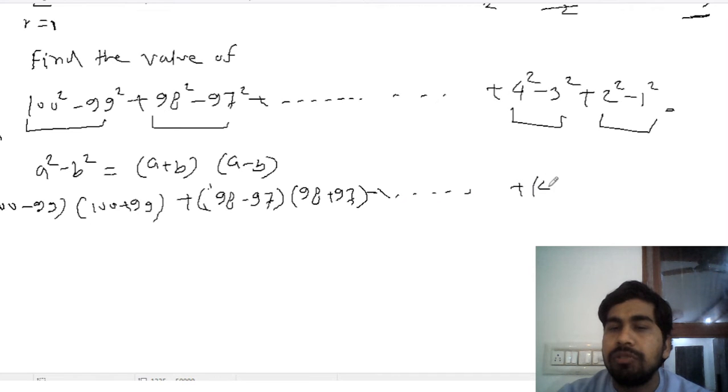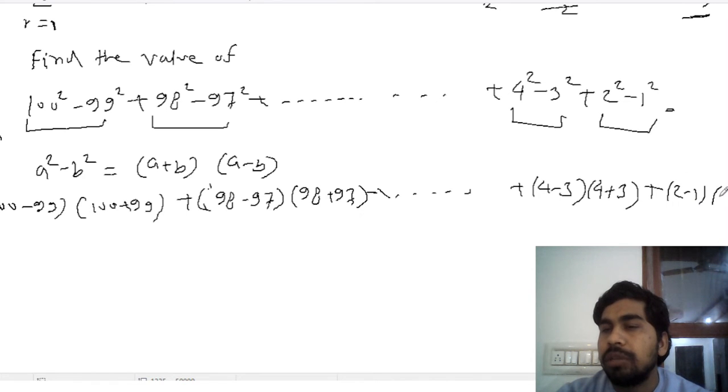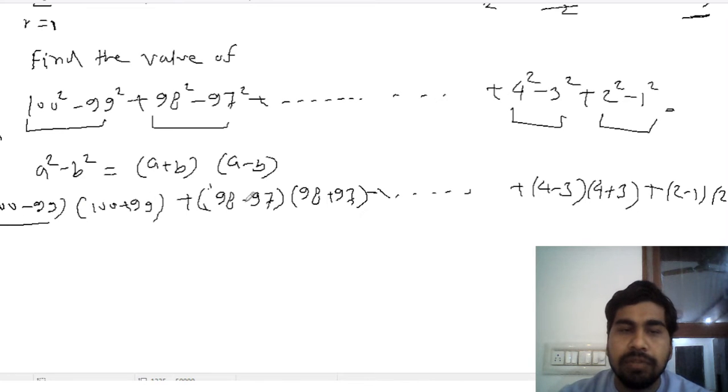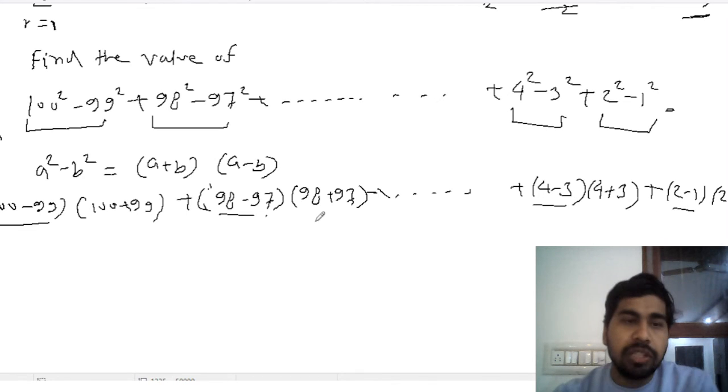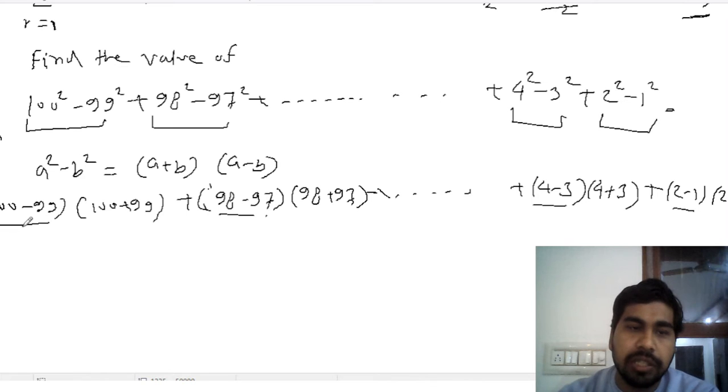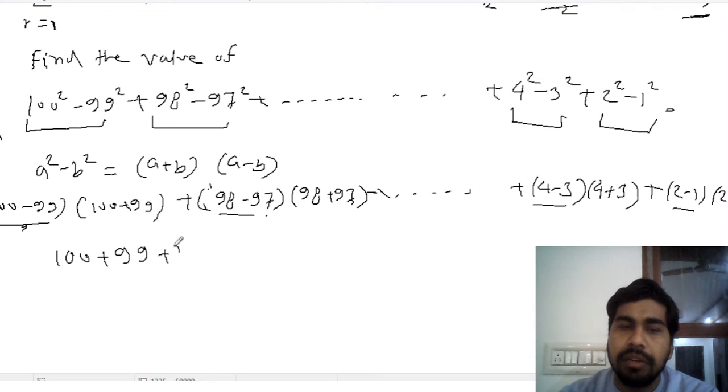This is written as (4 minus 3)(4 plus 3). This is (2 minus 1)(2 plus 1). This becomes 1. This is also 1. This is 1 and this is 1. Means the first factor of each term becomes 1. So now we can write it as 100 plus 99 plus 98 plus 97.